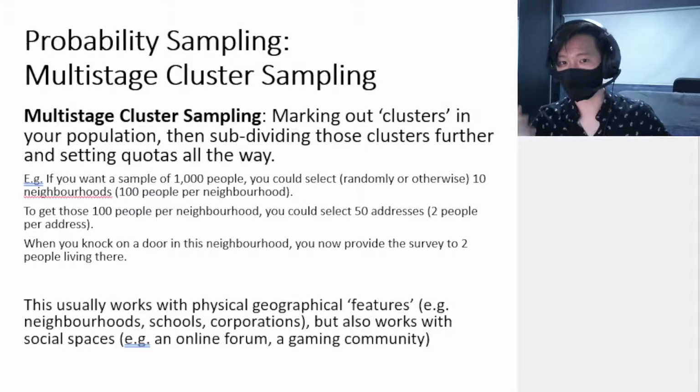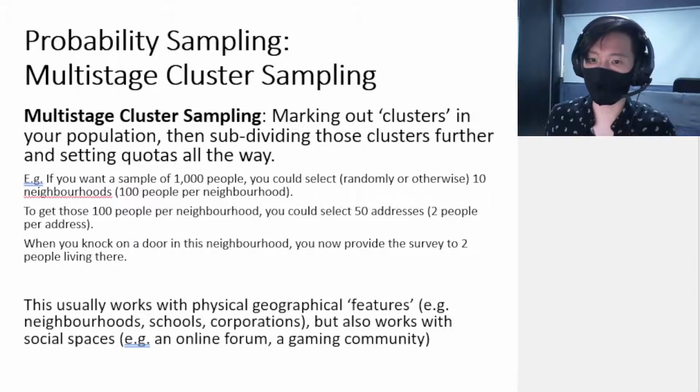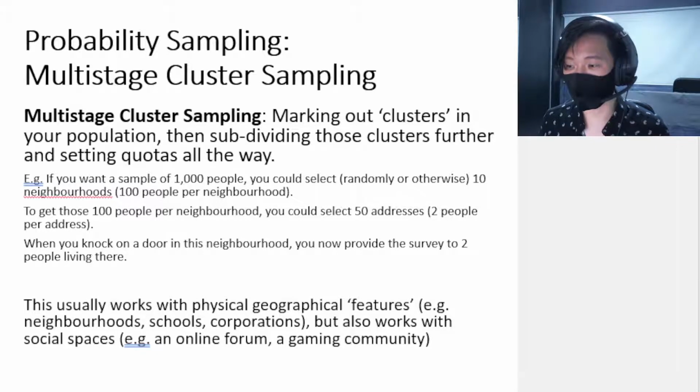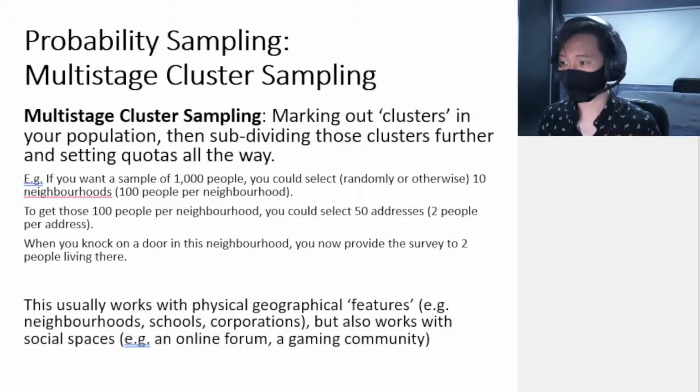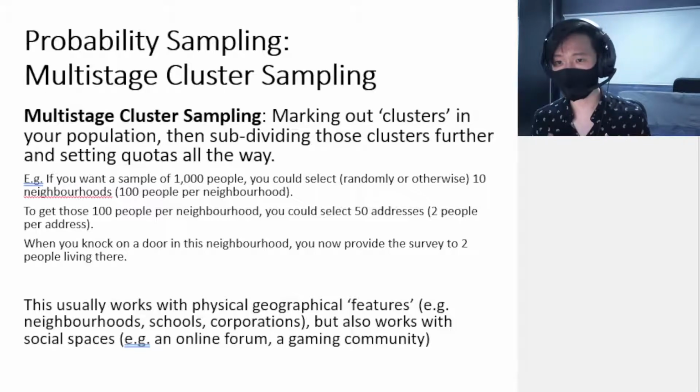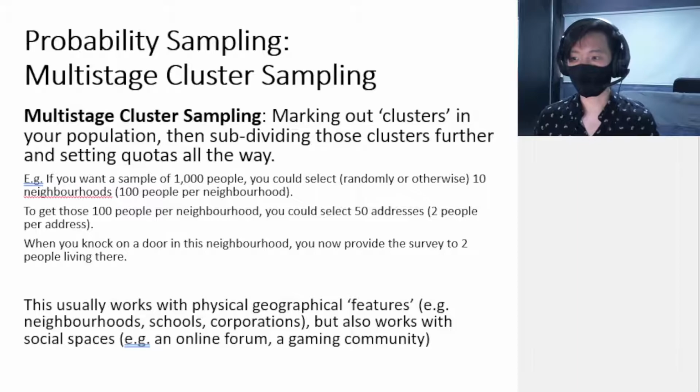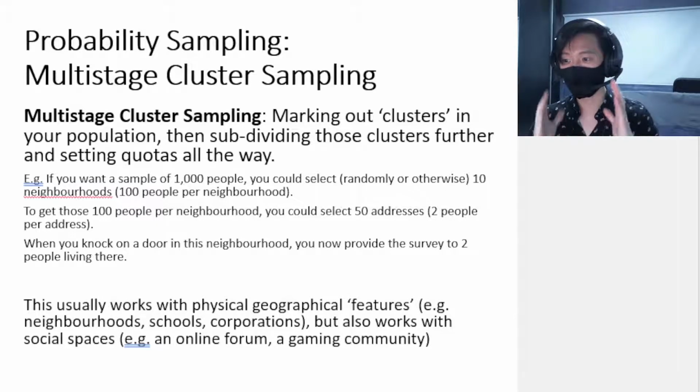Another possible strategy, if you don't have a specific quota in mind, if you don't have a specific ethnicity or a specific discursive stance that you want to look at, another way to set quotas is called multistage cluster sampling. So what happens is you mark out clusters in your population and you divide these and set numerical quotas here now. So let's say I want a sample of 1,000 people. I could select 10 neighborhoods and say, in each of these neighborhoods, I need to get 100 people. No more than 100, no less than 100.